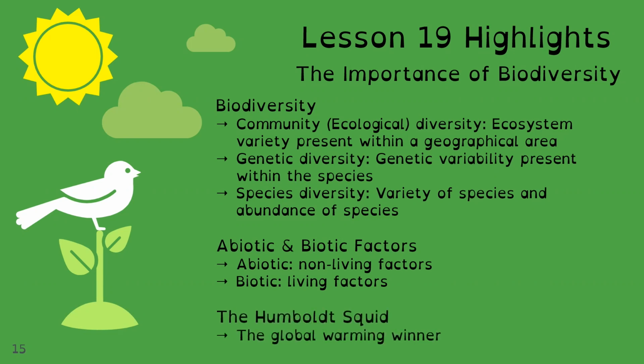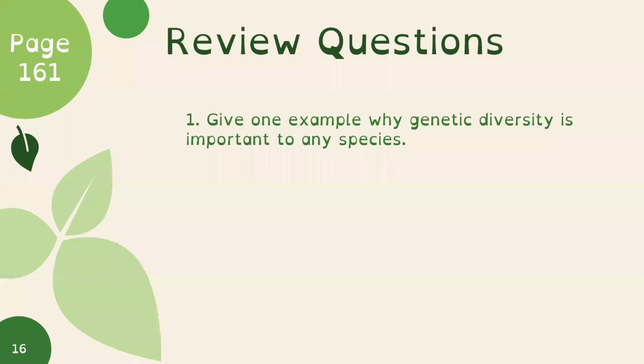We talked about the example of the Humboldt squid and how it is a global warming winner because with global warming changing the climate and changing the temperatures of the ocean, the Humboldt squid is less restricted. It is able to thrive in a larger area and therefore has access to more prey. And so therefore it's doing really, really well.